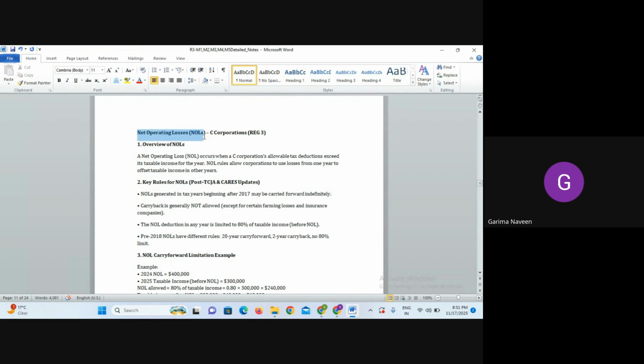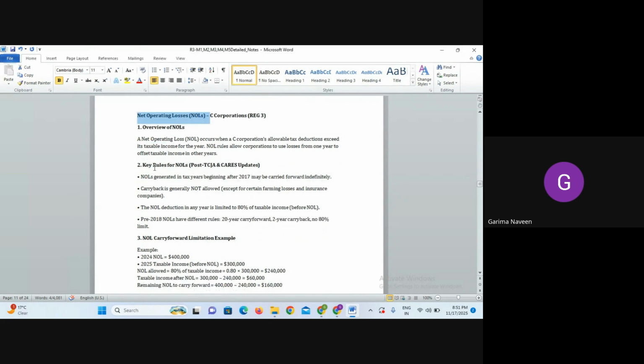So net operating losses. If a C corporation is having net operating losses, how much of these losses can be carried forward or carried back, and how much is deducted? The key rules say that if you have net operating losses beginning after 2017, they will be carried forward indefinitely and carryback will not be allowed.